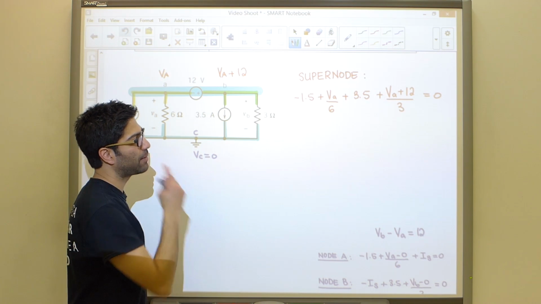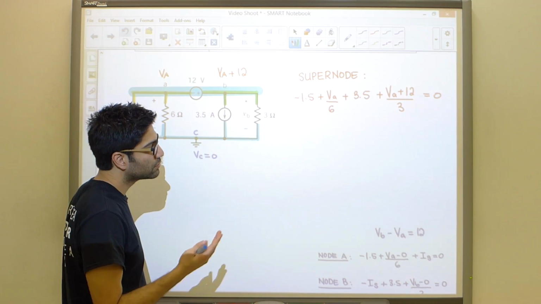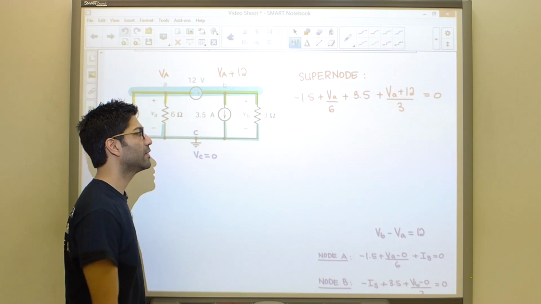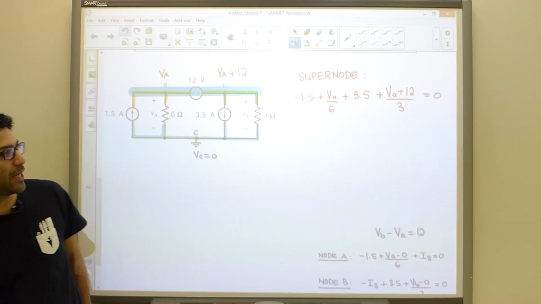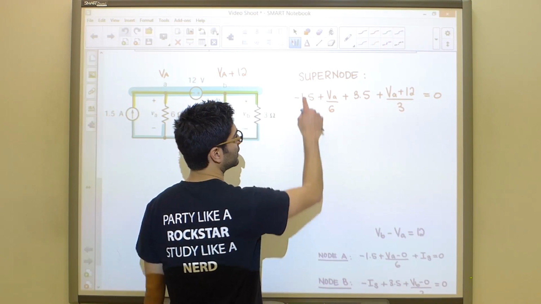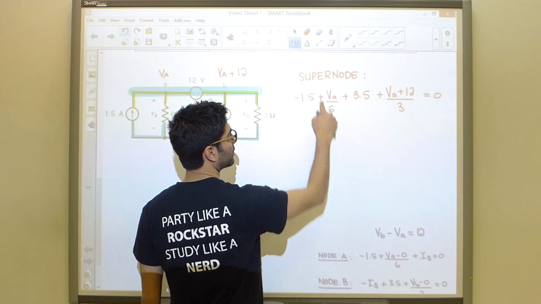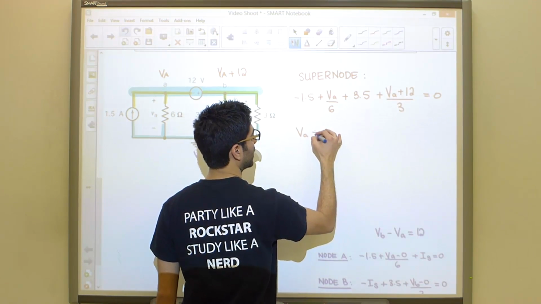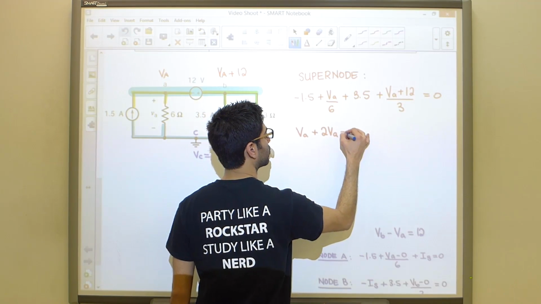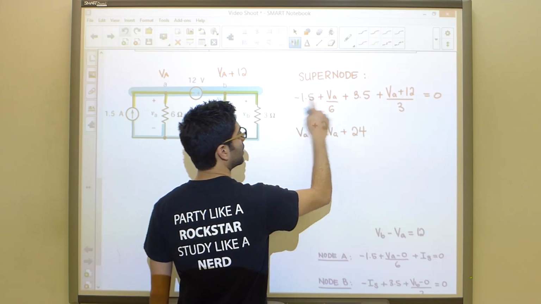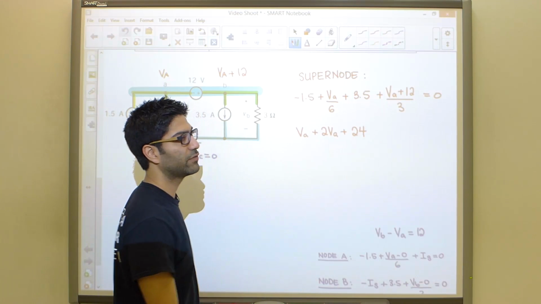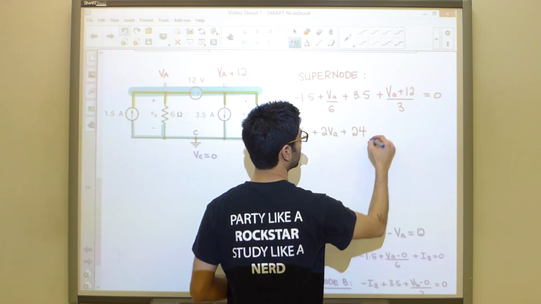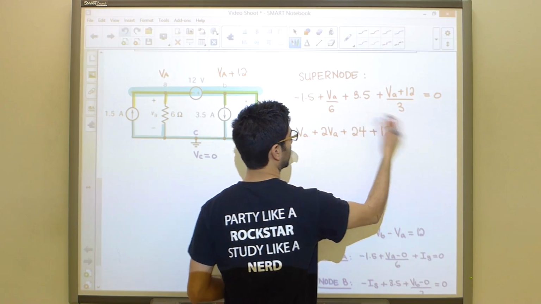In order to solve this problem, we're going to start by multiplying each one of our terms by 6. That'll simplify things. I'm also going to take these constants to the other side. If I multiply this by 6, I get VA. Multiplying this term by 6 is going to give me another 2VA plus 24. 3.5 minus 1.5 is 2, and 2 multiplied by 6 is 12. So I'll take it to the other side all at once.